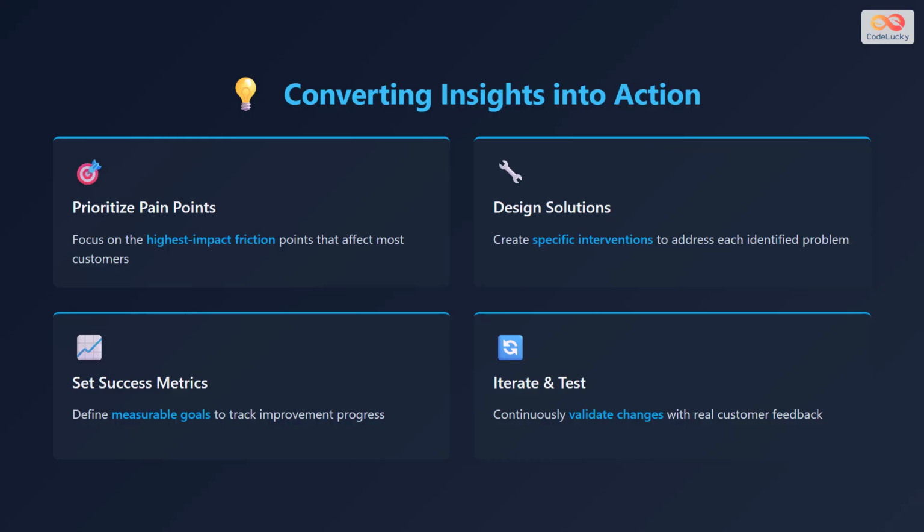A good journey map should evolve as your product and customer base evolve. This cycle of mapping, acting, and measuring is how you build a truly customer-centric product.